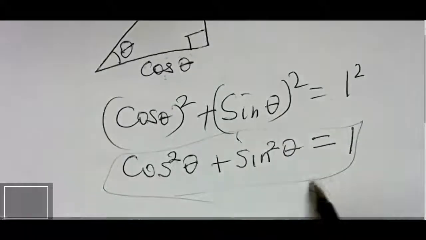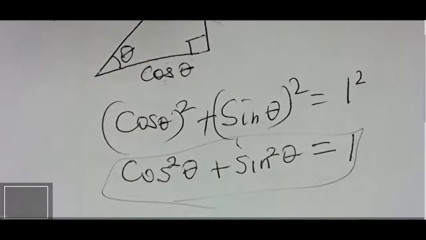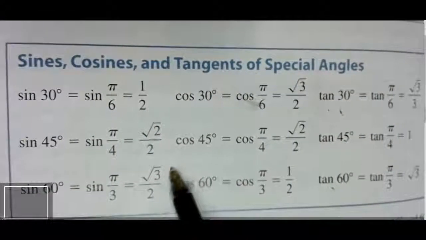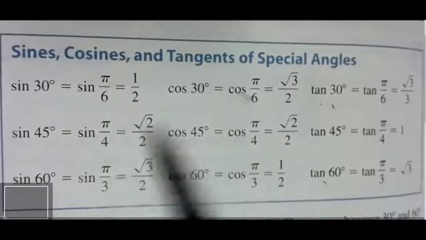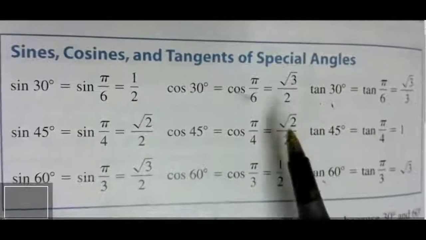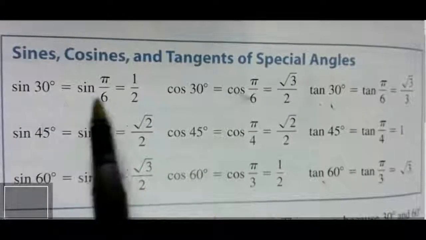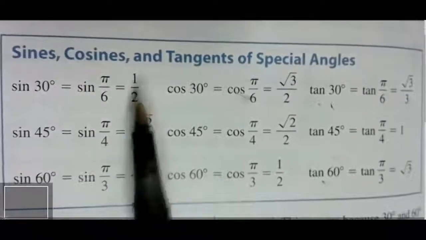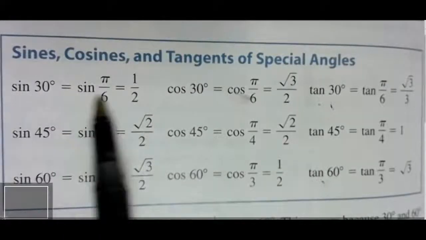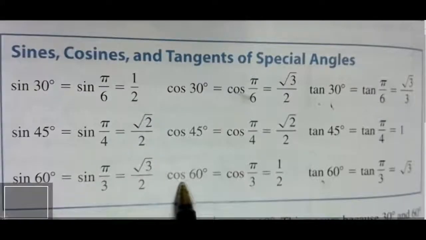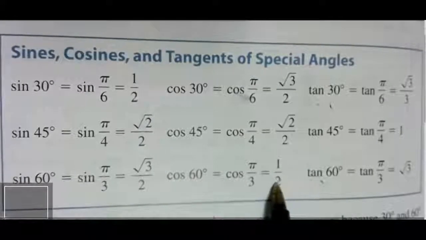Another thing that helps you solve problems faster is recognizing equivalent expressions. For example, if we look at the table we created last week, sine 30 is 1/2. We notice also cosine 60 is also 1/2.